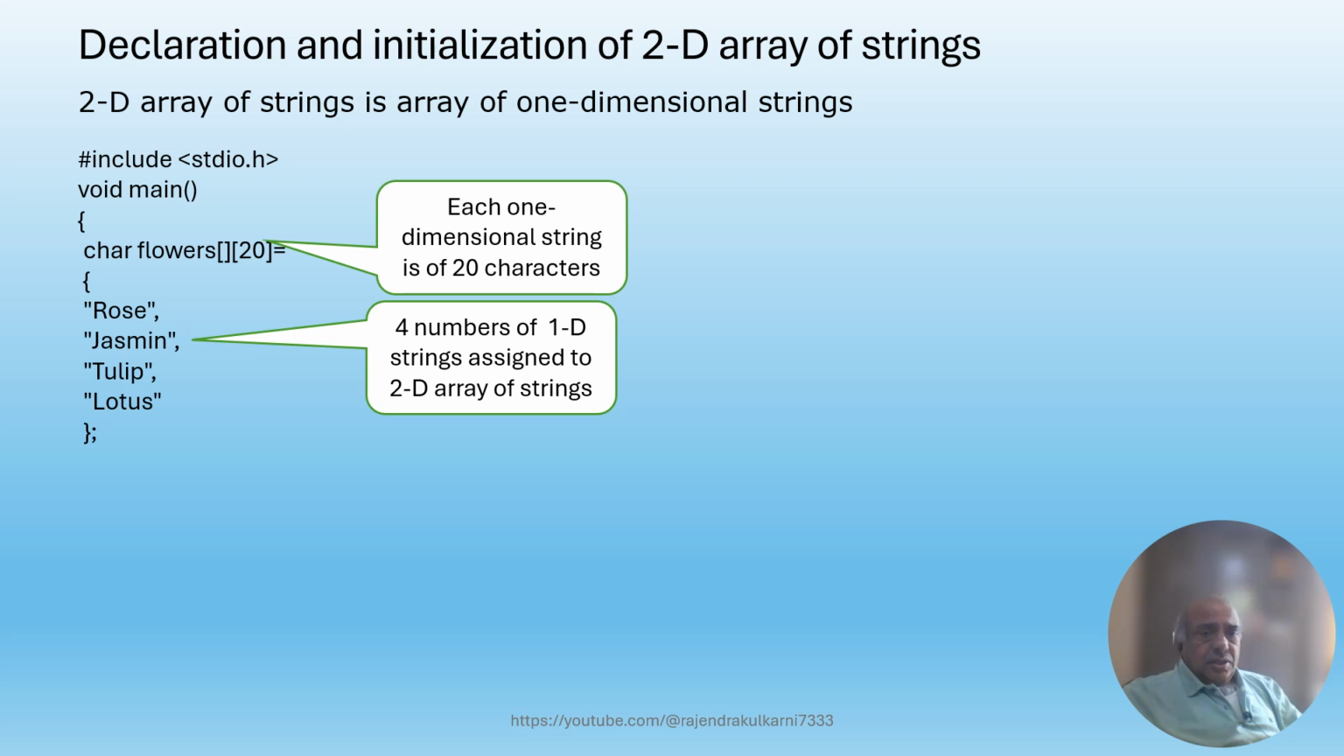We can see here only the second dimension is mentioned, the first dimension is not mentioned. The compiler picks up the number of one-dimensional strings that we are going to assign through this assignment statement.